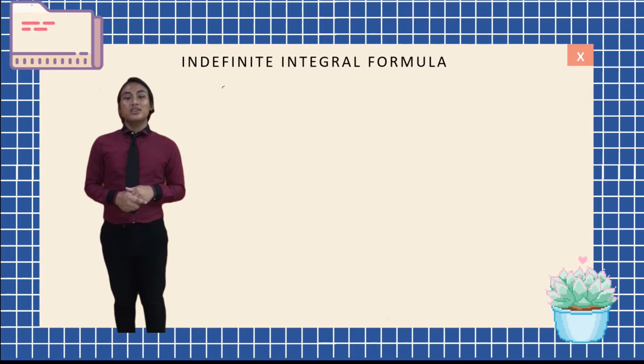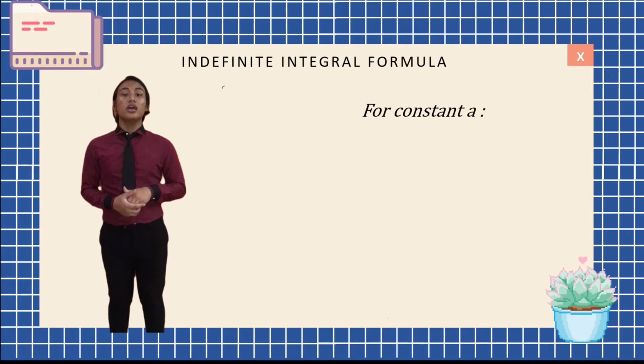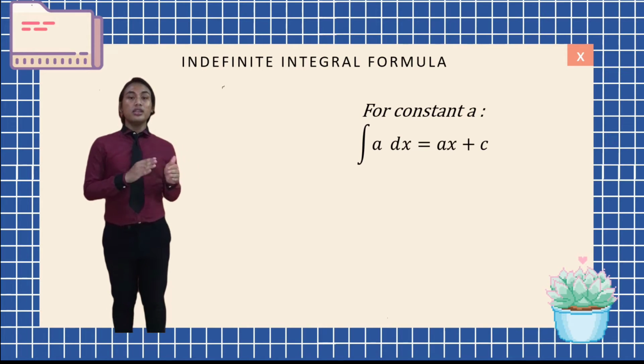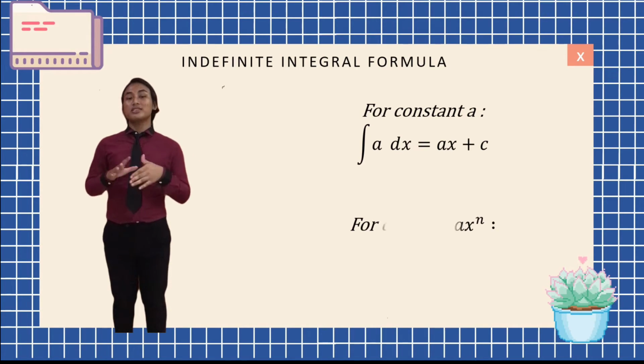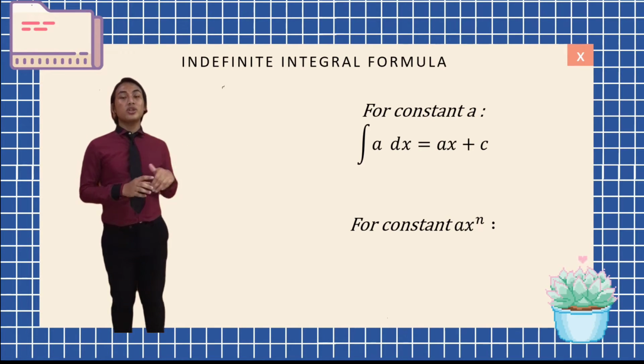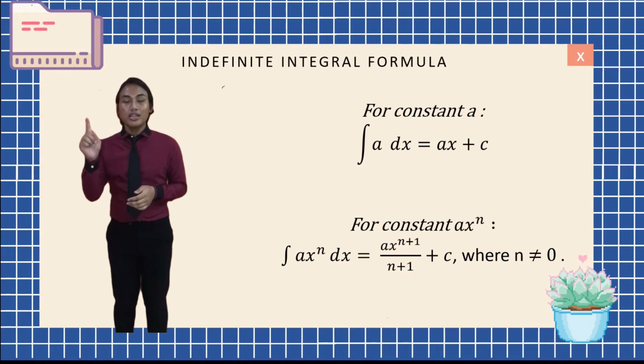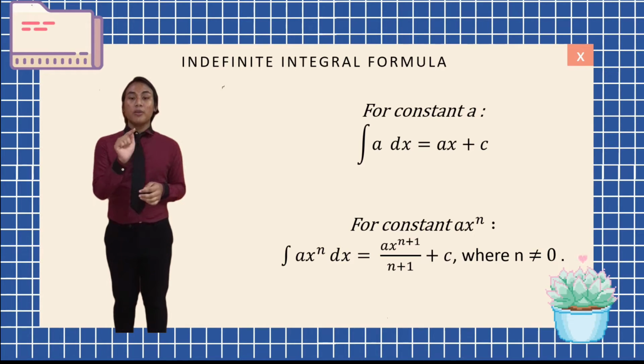First, the indefinite integral formulas. For constant a, we have the integral of a ds equals as plus c. Secondly, for as to the power of n, we have the integral of as to the power of n ds equals as to the power of n plus 1 over n plus 1, plus c, where n is not equal to 0.